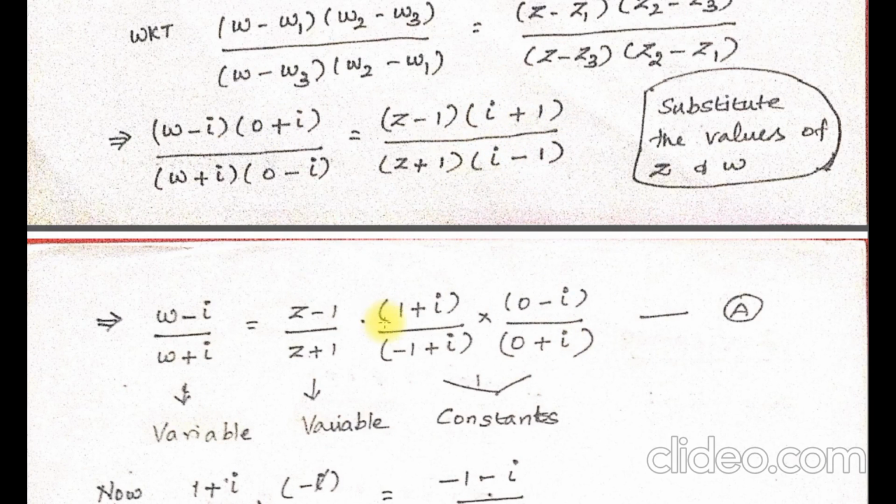What is the complex form? a plus ib. First real part and then imaginary part. So I am writing i plus 1 as 1 plus i. Similarly, the denominator minus 1 plus i. See here, the minus 1 is the real part and i is the imaginary part. So I am going to simplify only this term.